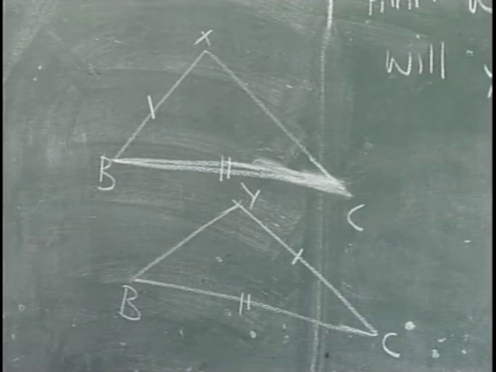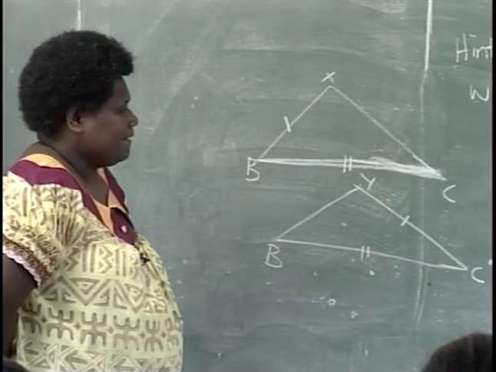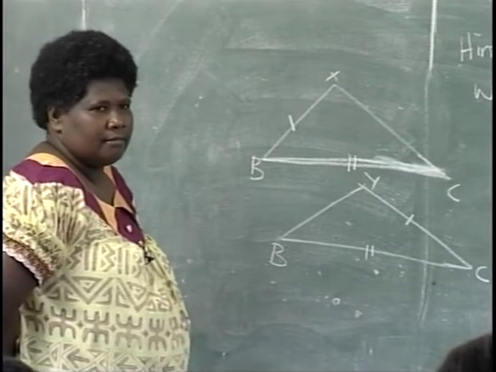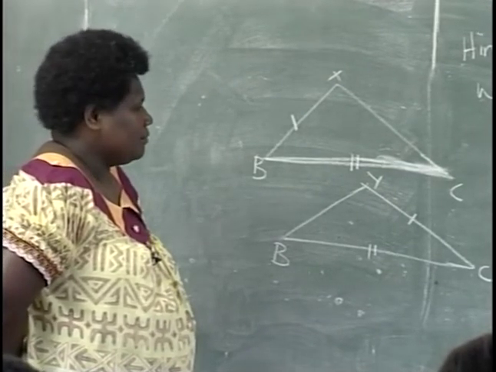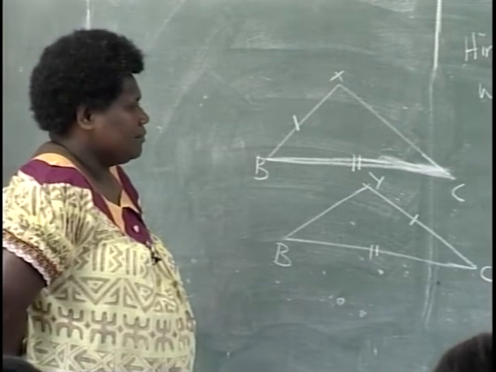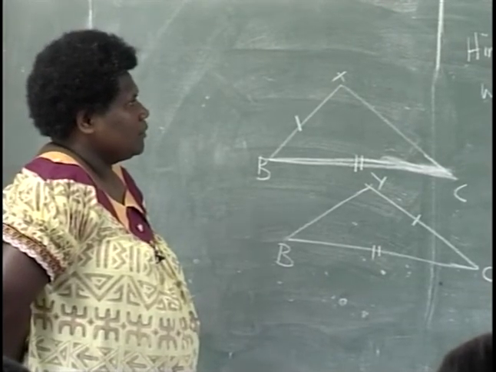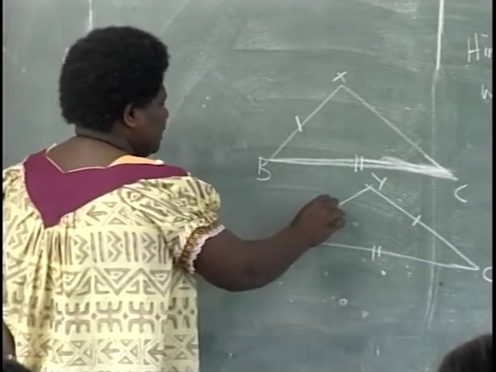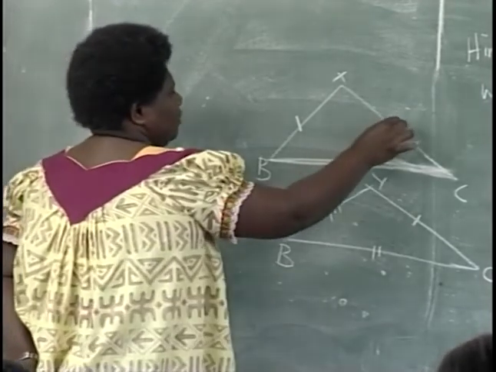We haven't got any. Can we? We have to prove that CX is equal to BY. If we say that these two are equal, why are they equal?